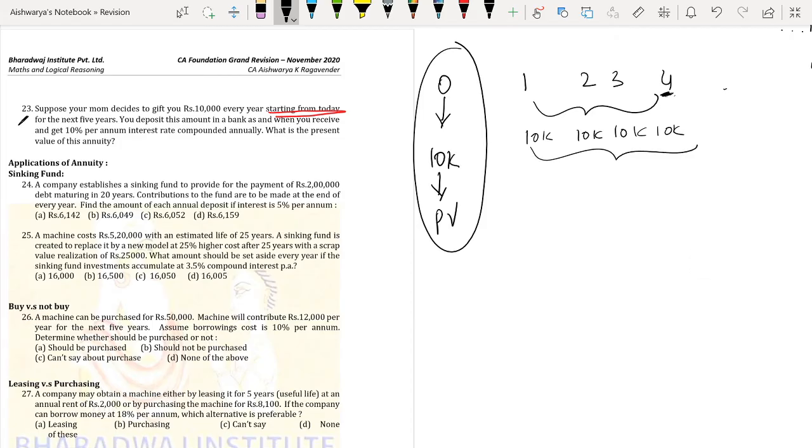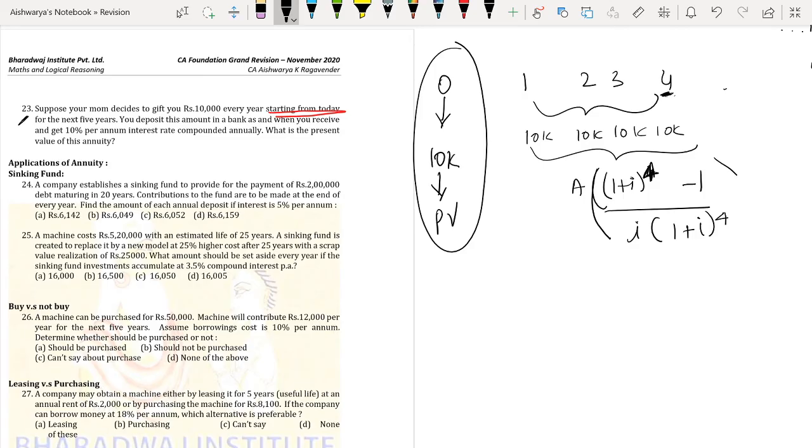How do you calculate? A into 1 plus I the whole power n. N will be 4 you will take here. Okay. Minus 1 divided by I into 1 plus I the whole power 4. You will take 4 here because only for these 4 you are taking end of the period. This is already at present value, so I am not even considering this in my formula.